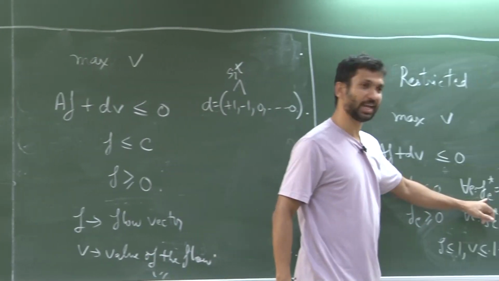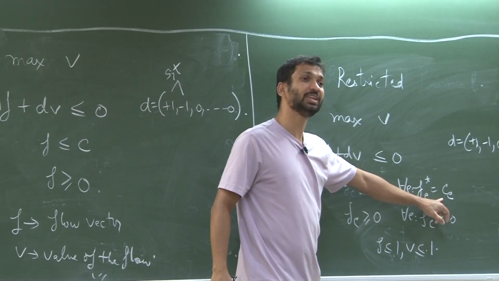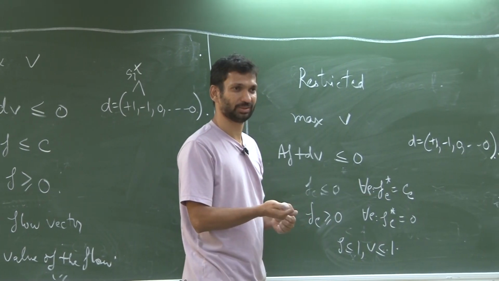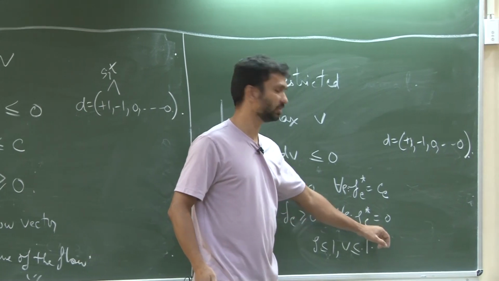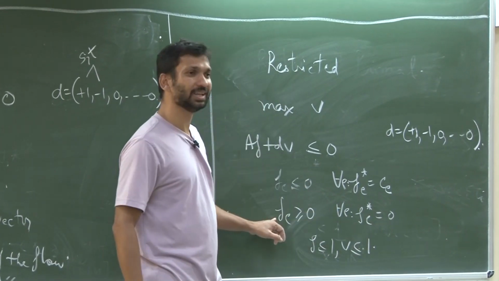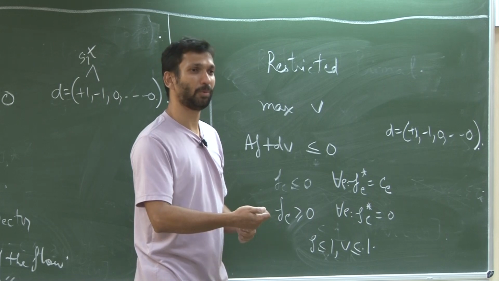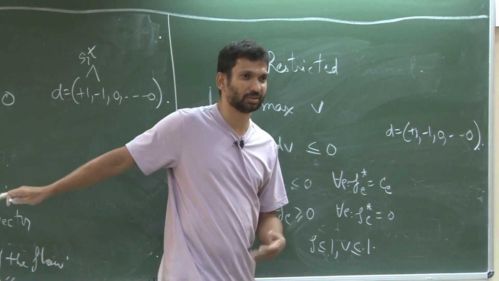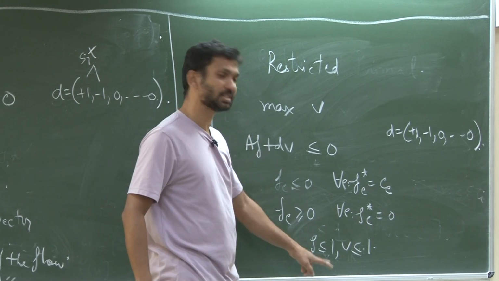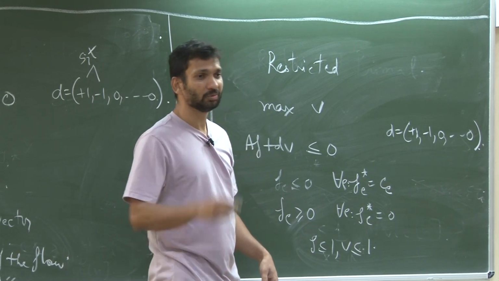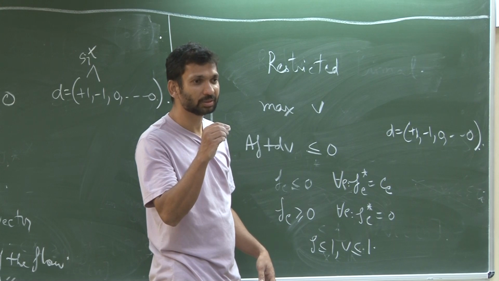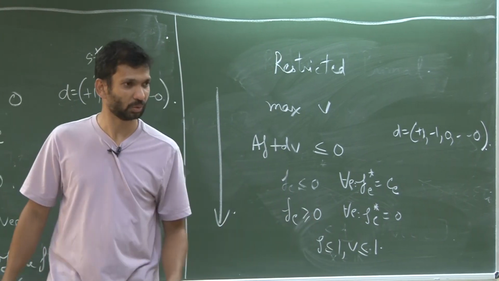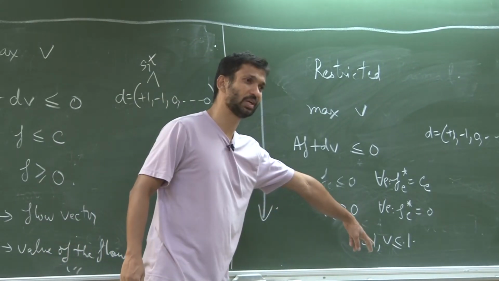Wherever for an edge Fe star is equal to C, we say that we can push a negative flow there. Wherever Fe star is equal to 0, we say that we can put a positive flow there. Okay, and these are just artifacts of that restricted primal. F less than or equal to 1, yes. We had x less than or equal to 1, remember, in the restricted primal. So now we have two variables, f and v. All xi's were less than or equal to 1.